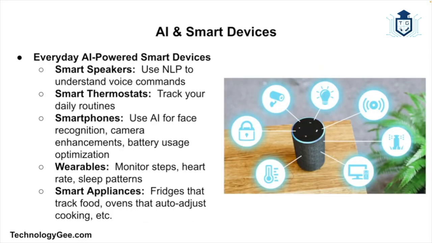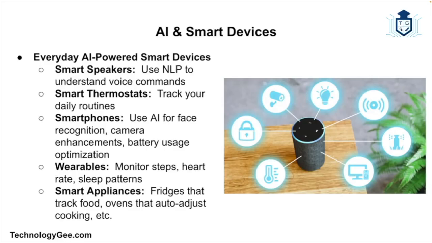And here are some everyday examples of AI when it comes to smart devices. So you got smart speakers like Amazon Echo, Google Nest, or Apple HomePod, and they use natural language processing to understand your voice. They can answer questions, play music, control your lights, and learn your preferences over time. You have smart thermostats like Nest, and they can learn when you leave and return back home. They can adjust temperature automatically to save energy, and they can predict your comfort preferences over time.